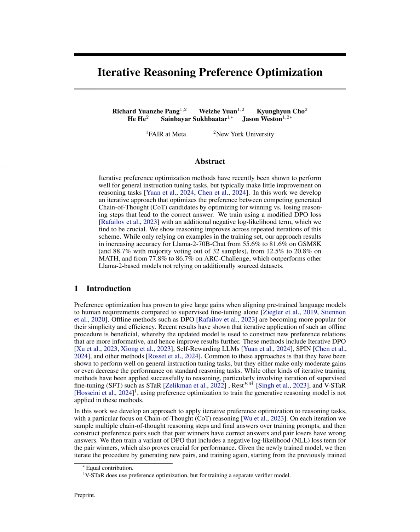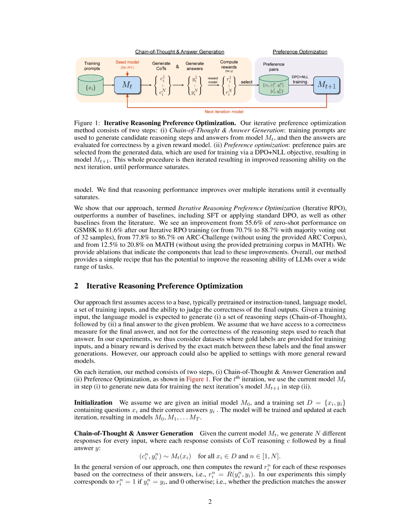The approach allows for the construction of preference pairs where winners have correct answers and losers have wrong answers, facilitating effective model training. By incorporating a negative log likelihood, NLL, loss term for the pair winners, the method ensures crucial performance enhancements. Additionally, the iterative nature of the approach, where new pairs are generated and the model is trained again from the previously trained model, results in continuous reasoning performance improvements until saturation is reached.